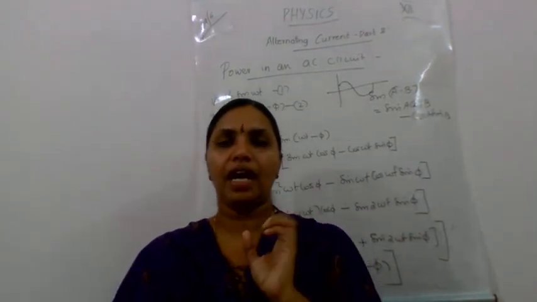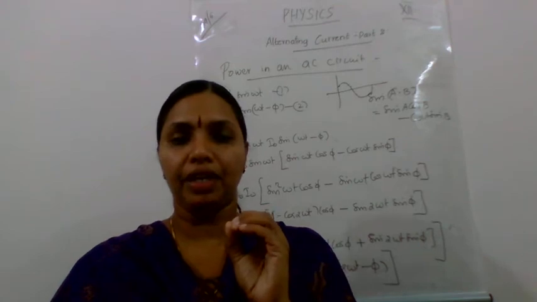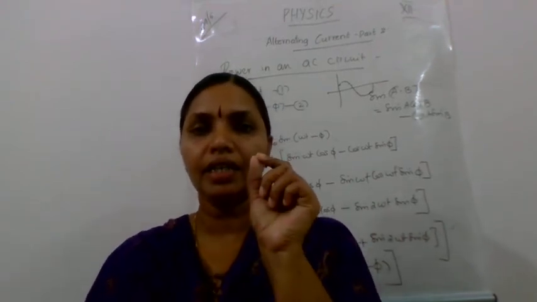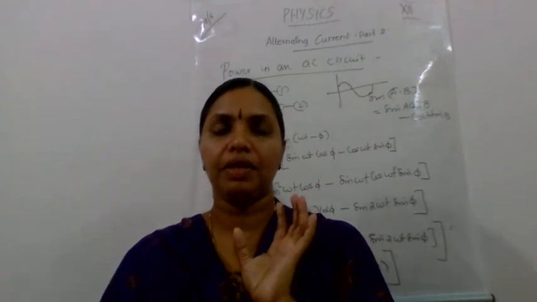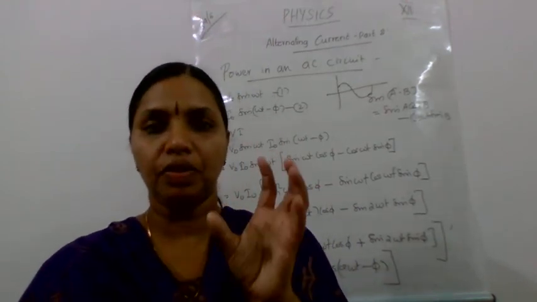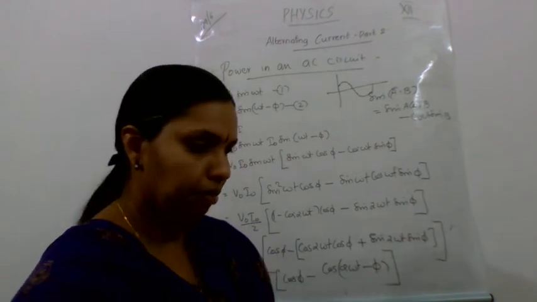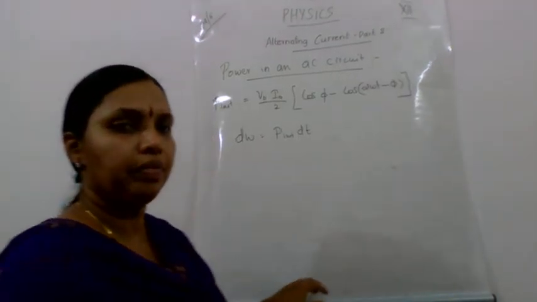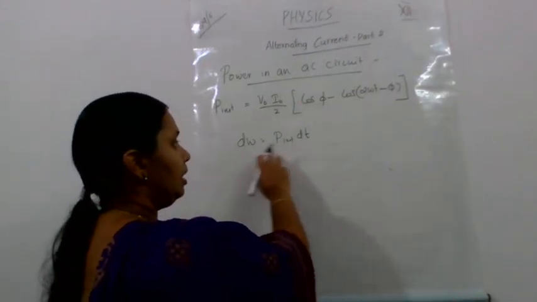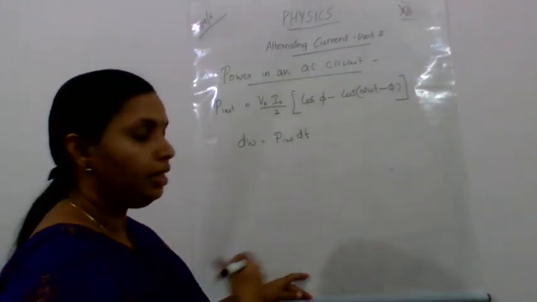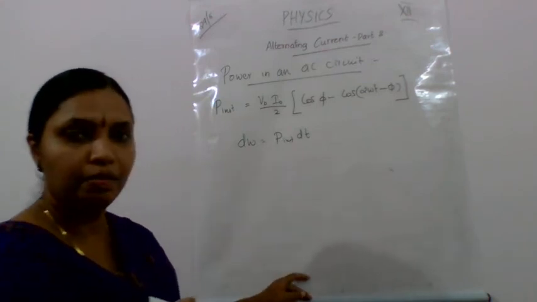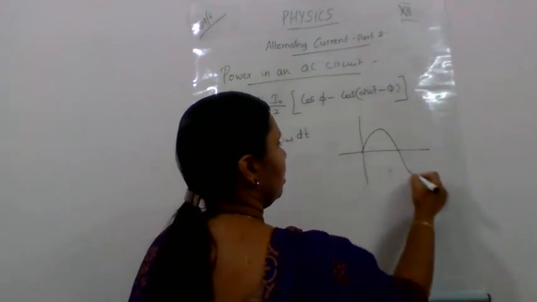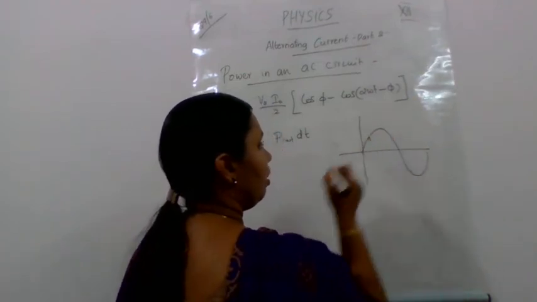If we have the instantaneous power, we can find out what the work done will be at any instant. We are considering a small time dt. There will be a small work done due to this instantaneous power. So here in this AC, we are considering this small interval of time.